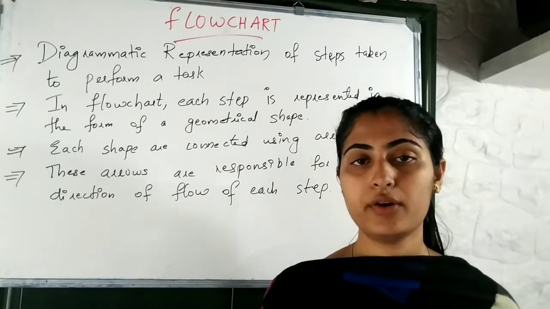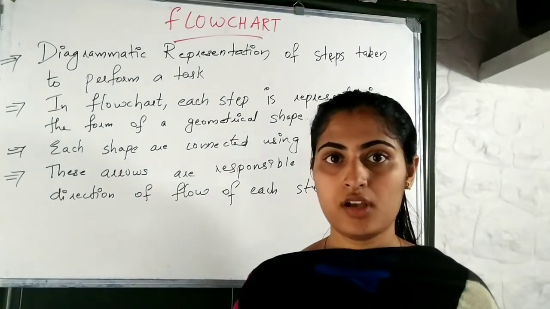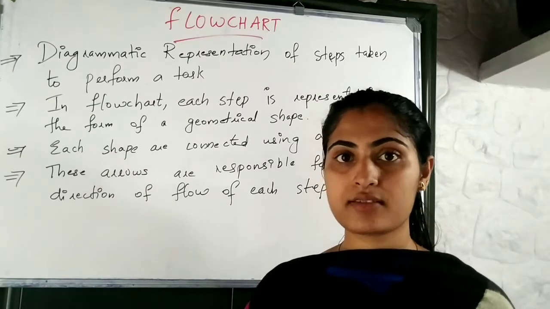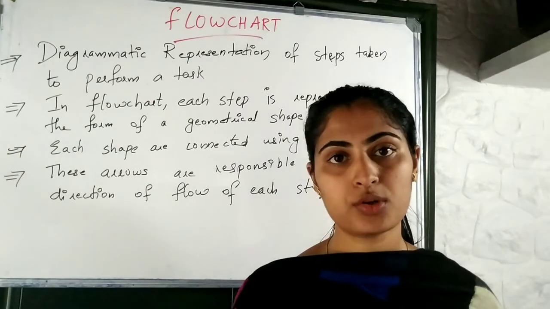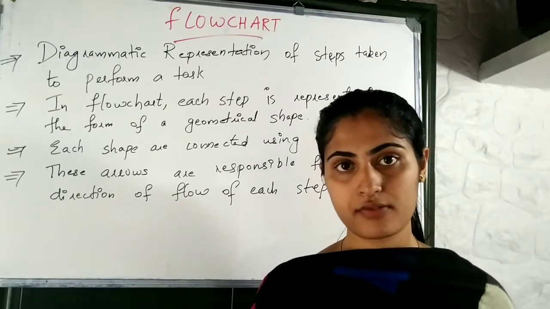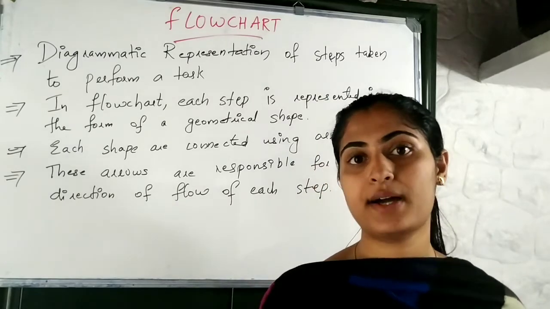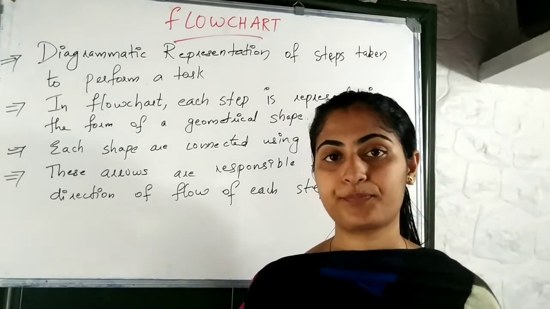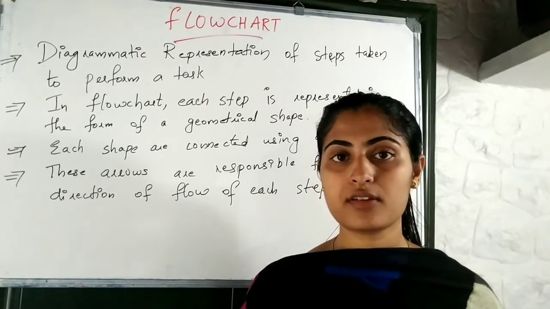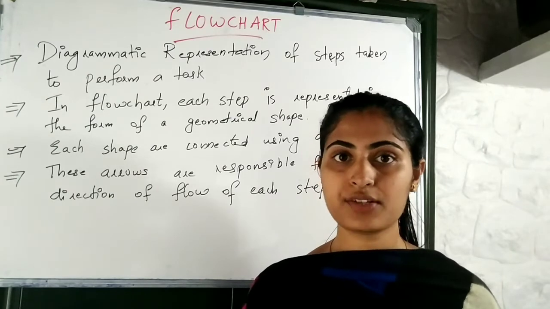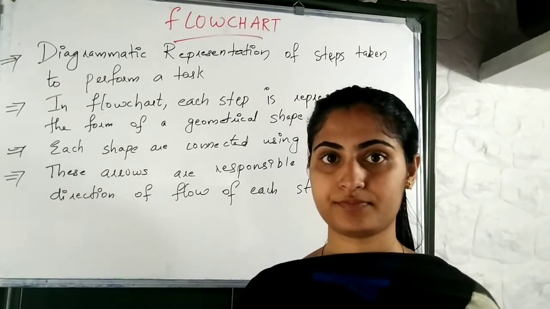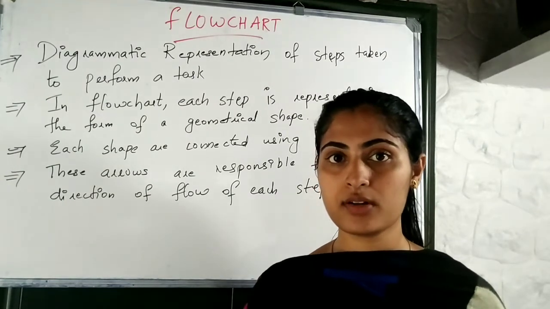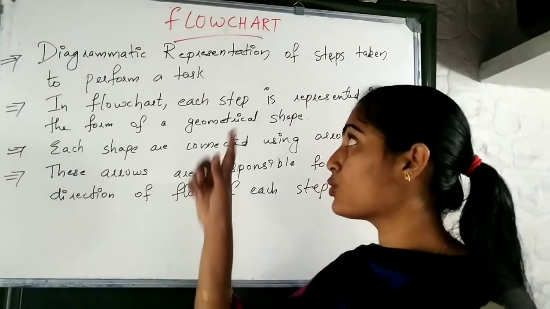Next, let us study about flowchart. So I have told you that first a programmer will analyze a program. He will understand what the problem is. On the basis of that analysis, he will write a step-by-step procedure for that problem, which is known as algorithm. And on the basis of this algorithm, he will write code for that particular problem. In between this algorithm and writing a program code, there is another step which is known as flowchart.